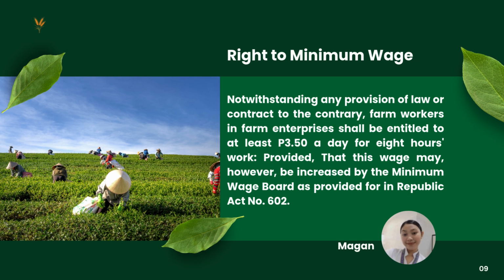The sixth one is right to minimum wage. Notwithstanding any provision of law or contract to the contrary, farm workers in farm enterprises shall be entitled to at least 3.50 pesos a day for 8 hours work, provided that this wage may however be increased by the minimum wage board as provided for in Republic Act number 602. So this means that the farm owner cannot pay them less than 3.50 pesos according to the Republic Act number 602, also known as the minimum wage law of the Philippines.